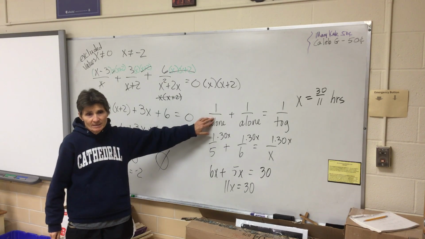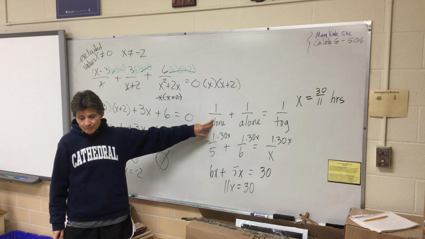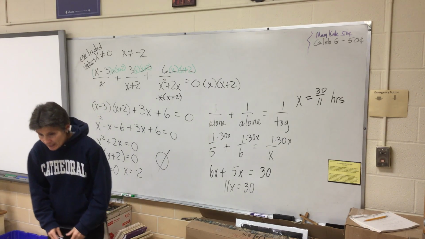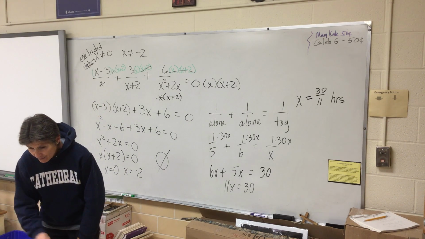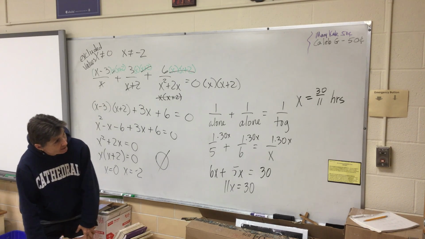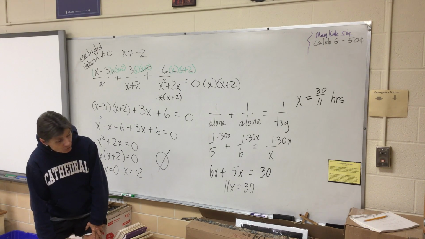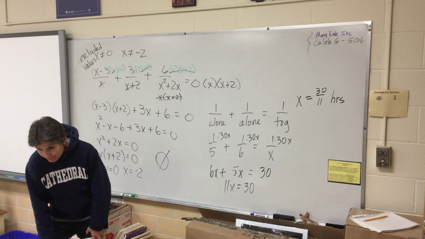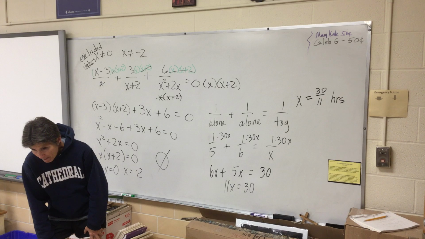Put a star by this. 1 over alone plus 1 over alone equals 1 over together. And you are going to have an easy time of it if you just remember that little formula. Okay, everybody?